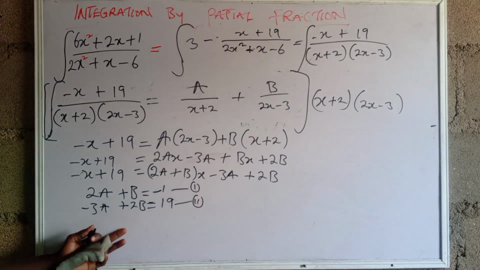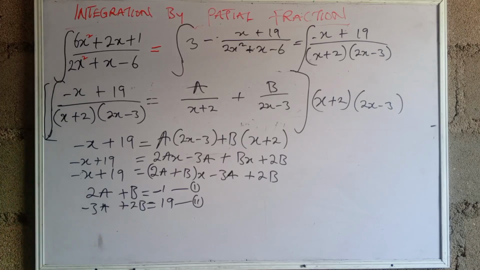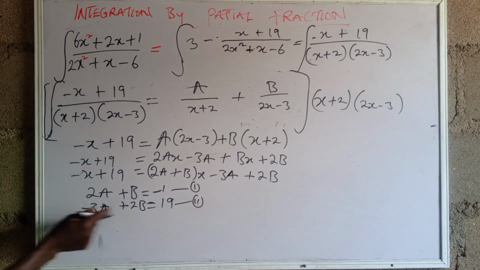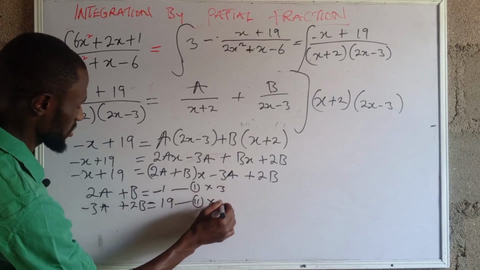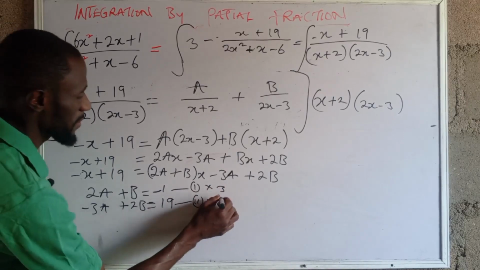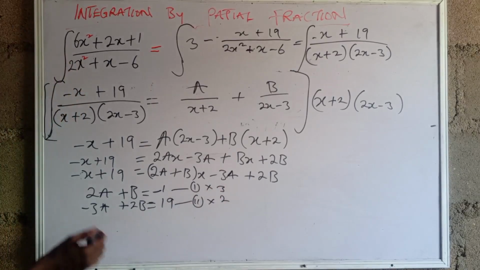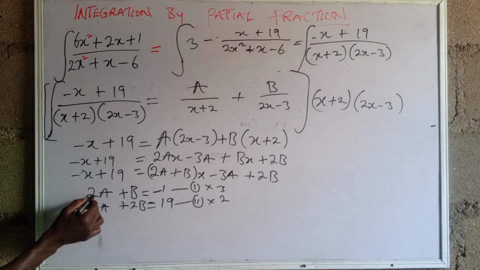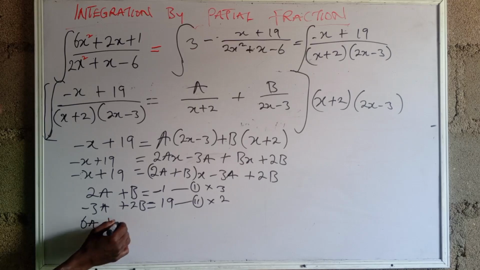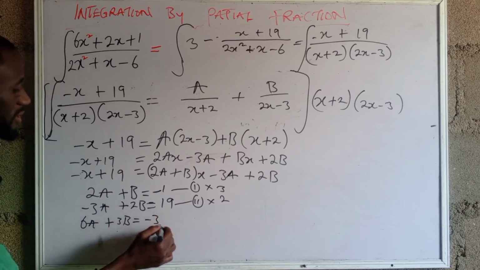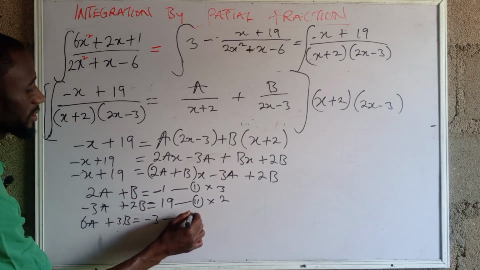Then we can solve these equations simultaneously by multiplying equation 1 by 3 and equation 2 by 2. Okay, we can dissolve into the steps. This is 2a times 3. Here we have 6a plus 3b is equal to minus 3. This is equation 3.